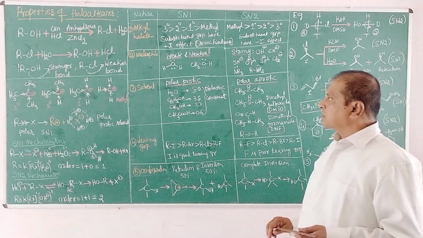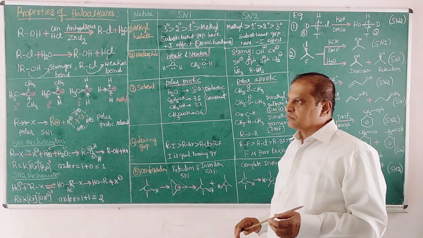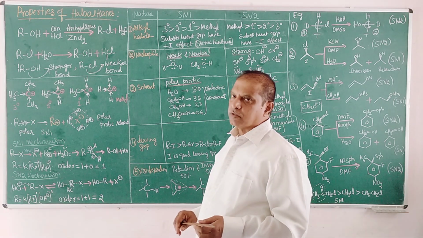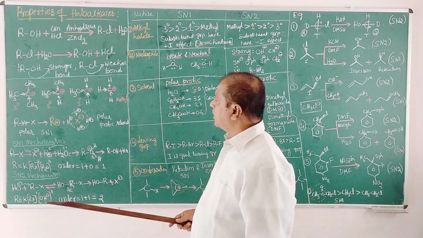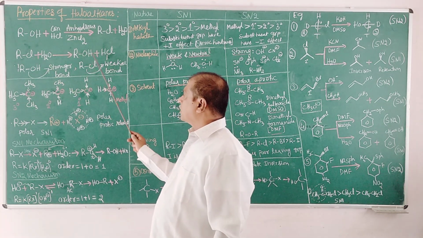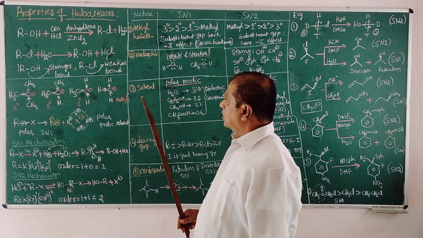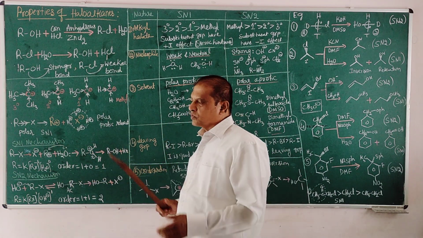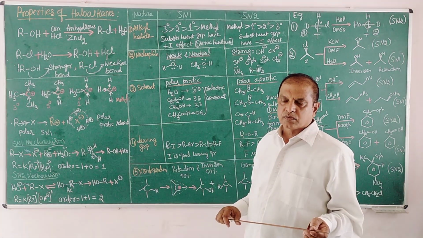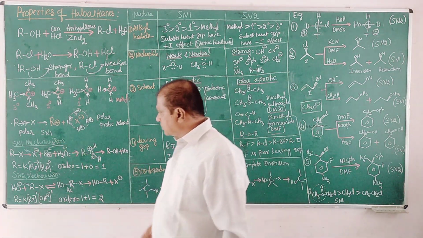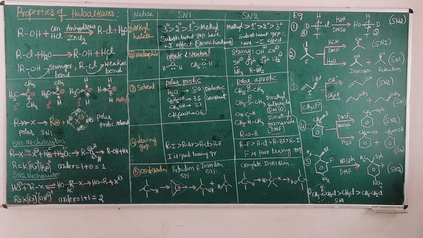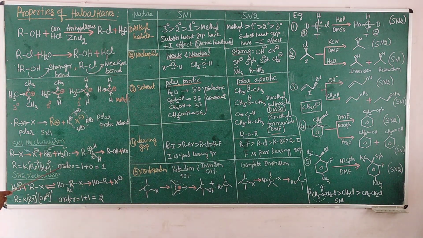And there are different types of chemical reactions. Among them, one is nucleophilic substitution. That is, one nucleophile is replaced by another nucleophile. And this involves two different mechanisms. In these cases only, there are two different mechanisms: the SN1 mechanism and the SN2 mechanism. But the reaction remains the same. The reaction remains the same, but the mechanisms are different.